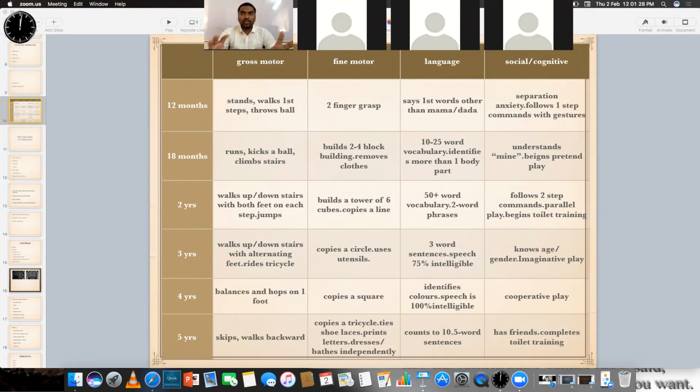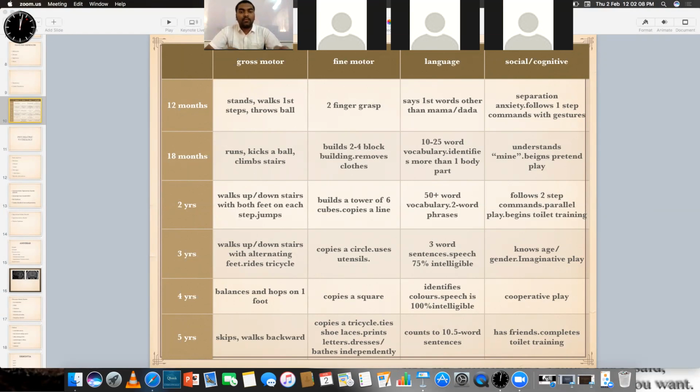Then among social and cognitive skills, he can understand what mine is. He understands who he is and that these things are mine. Like if there's a toy that was presented to him on his birthday, and you try to grab it, he'll tell you that it's mine. So that general sense of mine and yours starts from around 18 months, 1.5 years of age. And he begins to play pretend play. He'll sit down on the floor, take some toys, and pretend to play with them. So that is pretend play.